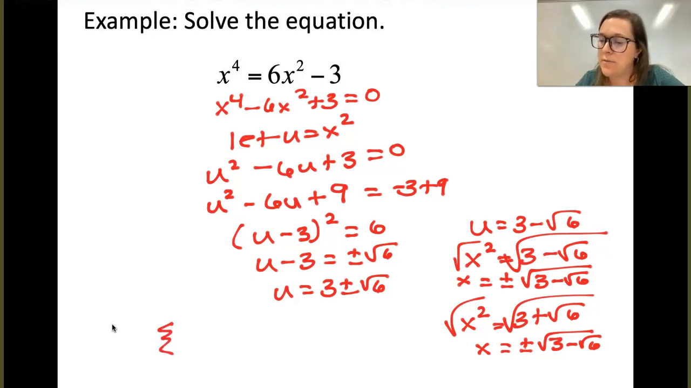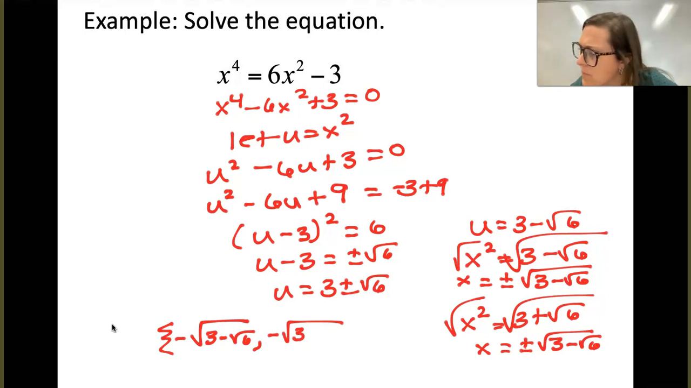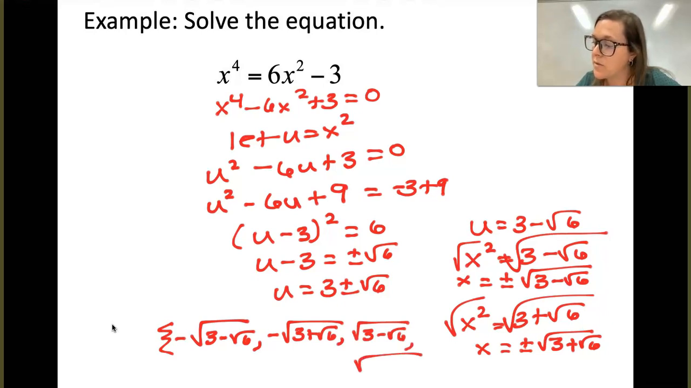So which one's going to be smallest? The minus first. So negative square root of 3 plus the square root of 6. Oops, I have minus twice. This should be plus. And then we have a negative square root of 3 minus the square root of 6. And then we have a positive square root of 3 minus the square root of 6. And we have a positive square root of 3 plus the square root of 6. Oh, I like that one. And it's okay to have a radical underneath a radical. That's okay. Don't be afraid of it.